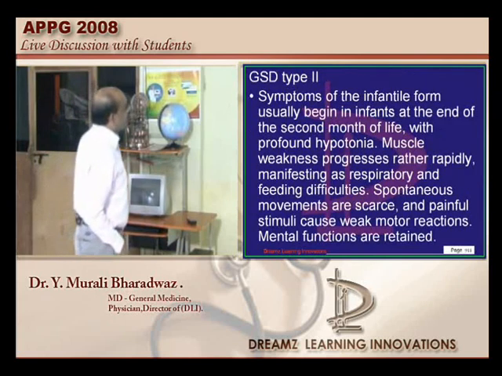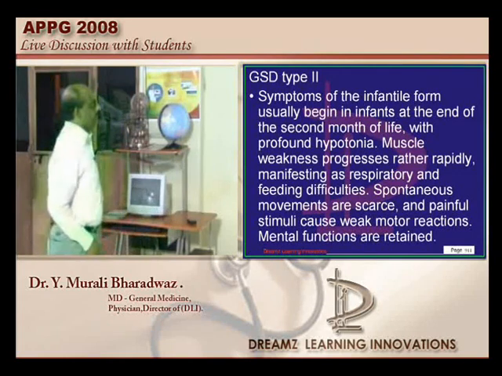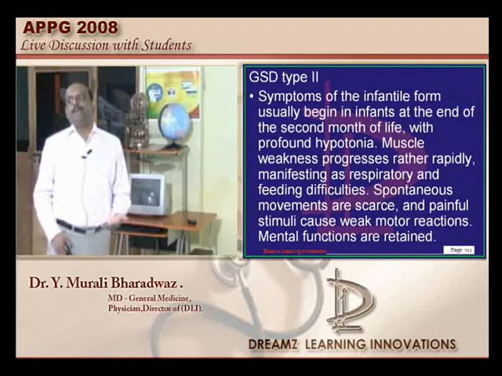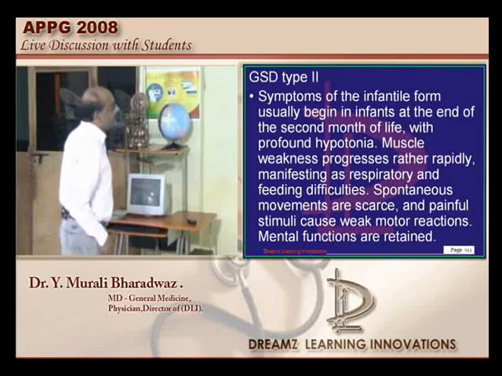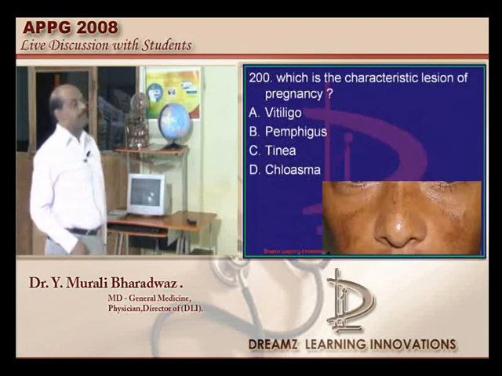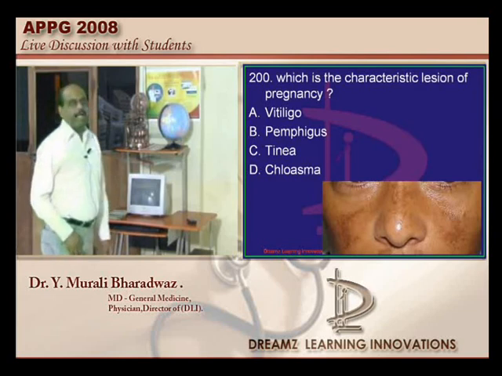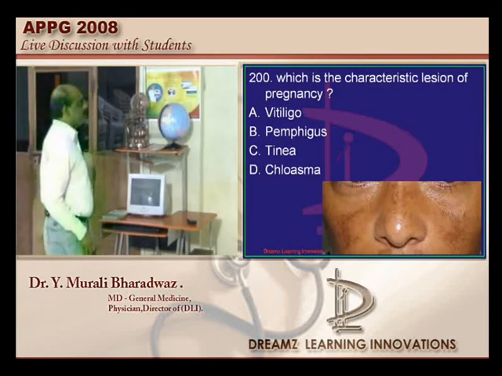Whereas in glycogen storage disorder type 2, there is muscle involvement with profound hypotonia, which also involves the respiratory ventilatory muscles and can lead to loss of ventilation. All this can become the problem. Now what is so characteristic of pregnancy, doctor? Chiasma is the very characteristic feature.